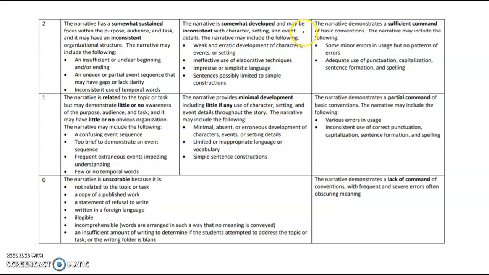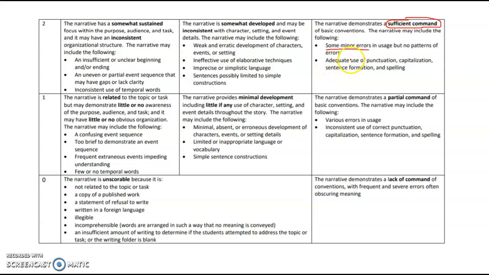To get your 2 points for conventions, you want to make sure that you have a sufficient command, which means a pretty good understanding of basic conventions. That doesn't mean that you're perfect. Sufficient means good enough. So you are allowed to make mistakes. It even says right here, some minor errors, but no patterns. So if you're always missing your punctuation, then you'll probably lose points. But if you forget a period every once in a while in your writing, you won't lose points. You're allowed to make mistakes.